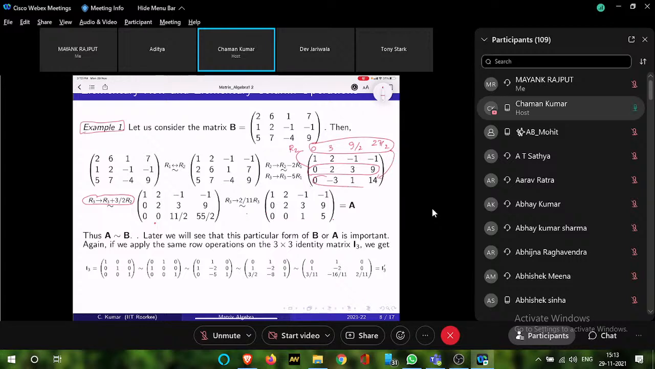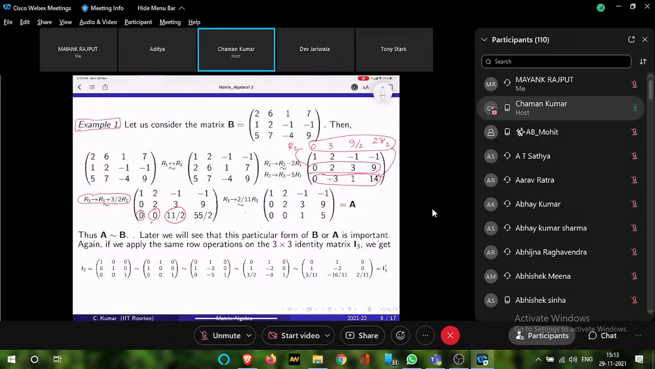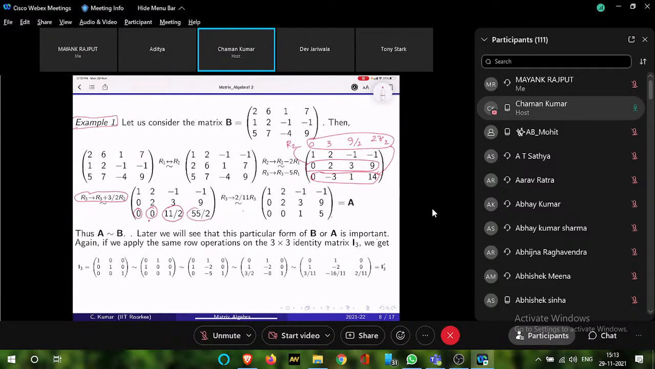This is row 3. So 0 plus 0 is 0. 3 minus 3 is 0. 9 by 2 plus 1 is 11 by 2. And 14 plus 27 by 2 is 55 by 2. Okay. So you get this new matrix after using this elementary row operation. So this is your new matrix.